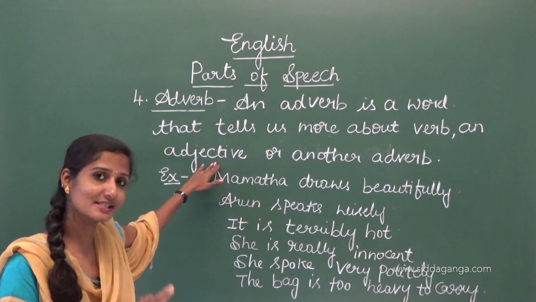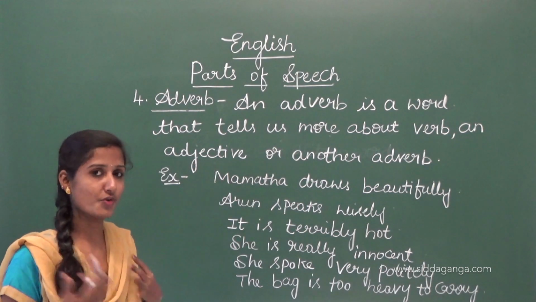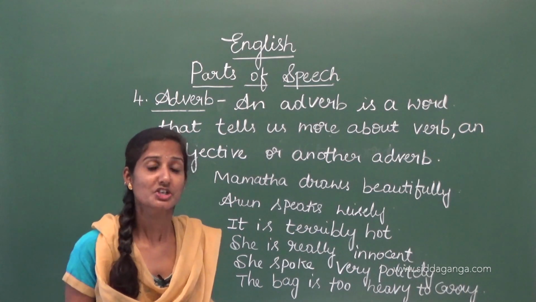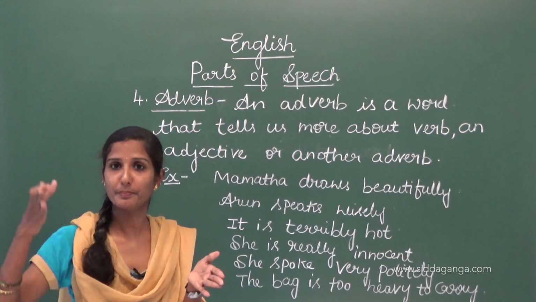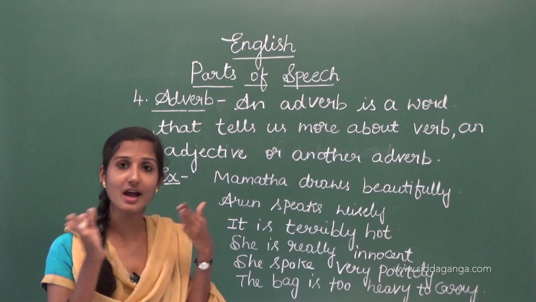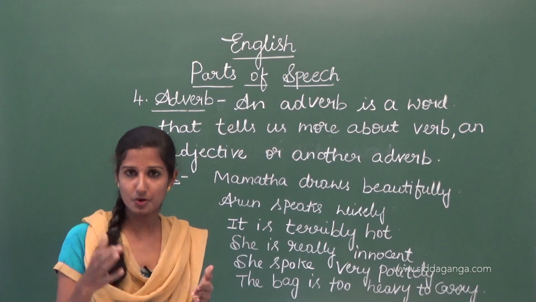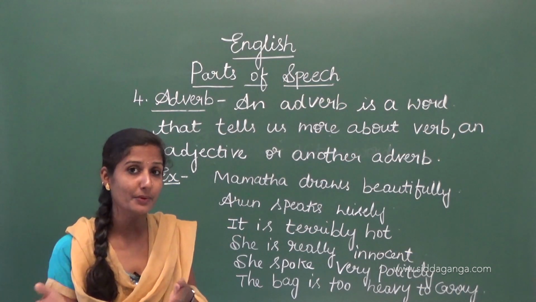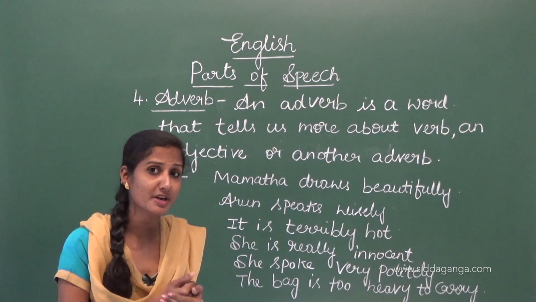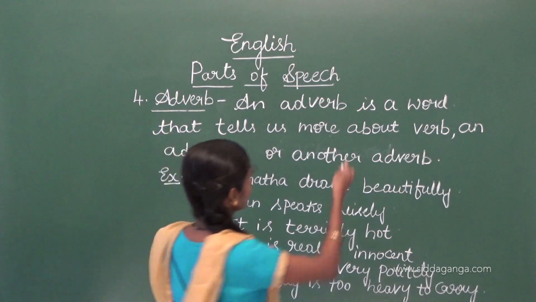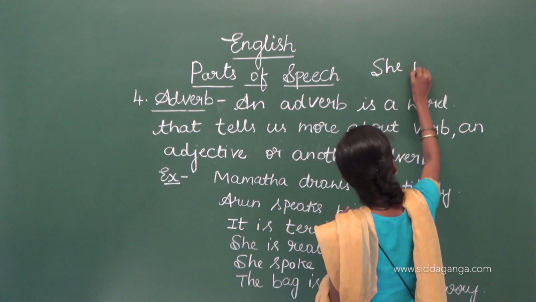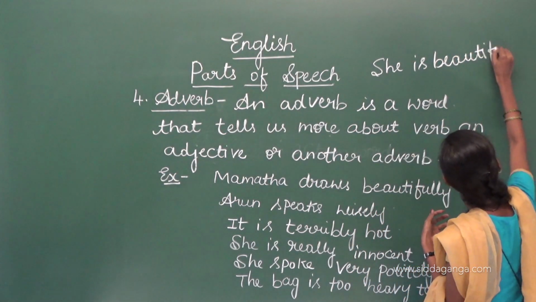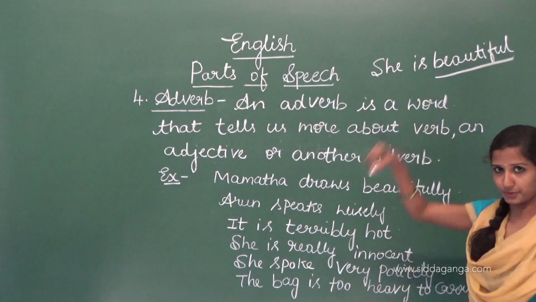Adjective means it describes noun and pronoun. For example, she is beautiful. Beautiful is an example for adjective, because that very word is describing the pronoun there. Which is the pronoun there? She is the pronoun. I have told you. She is beautiful. So here beautiful is an adjective.